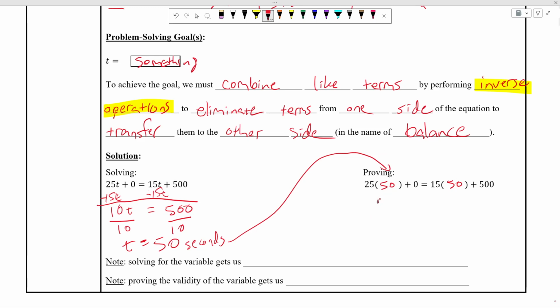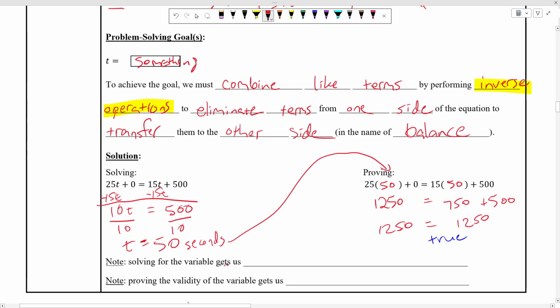So with that said, 25 times 50, that simply becomes 1250. Yep, 1250 indeed. So 1250 equals, let's see, 15 times 50, that becomes 750 plus 500. Okay, I got some stuff here to simplify and combine. Let's see, I got 1250 equals 1250. Okay, so first things first, this is true, guys. This is true.